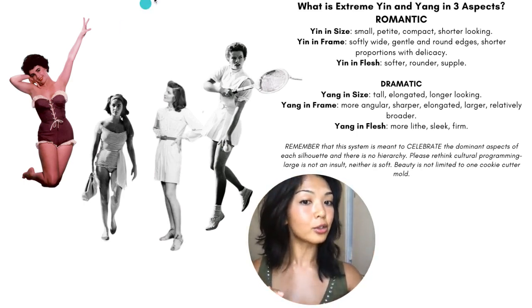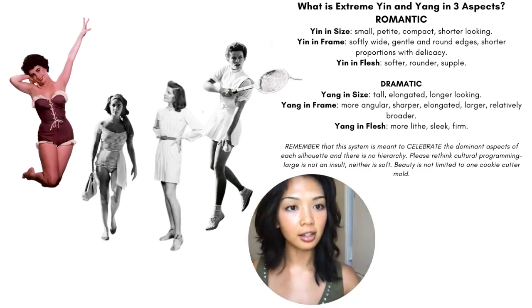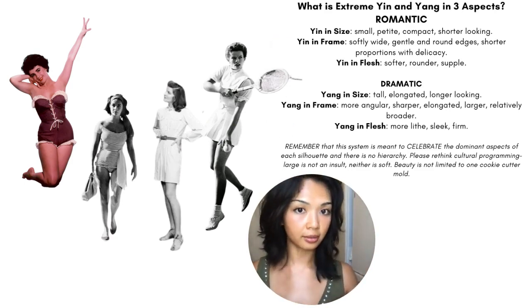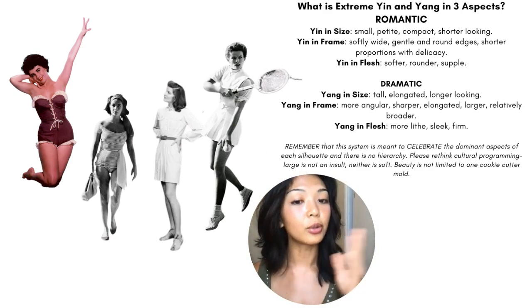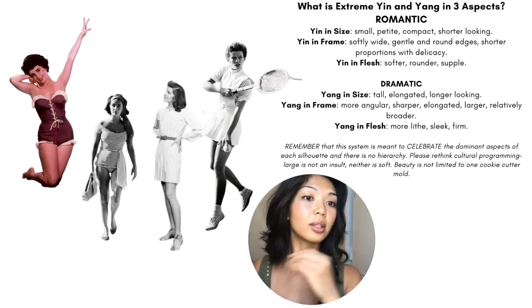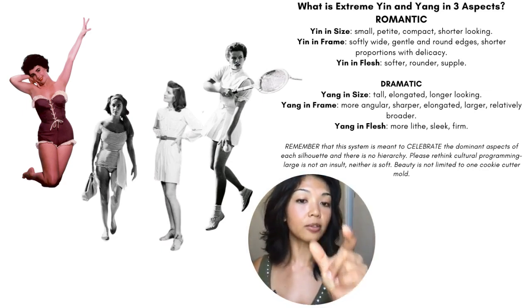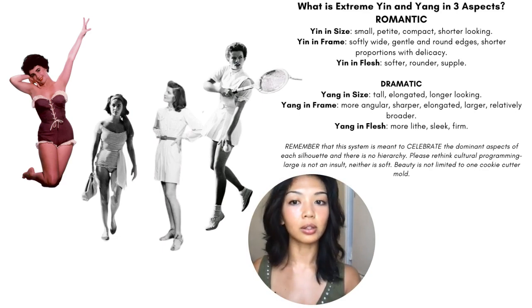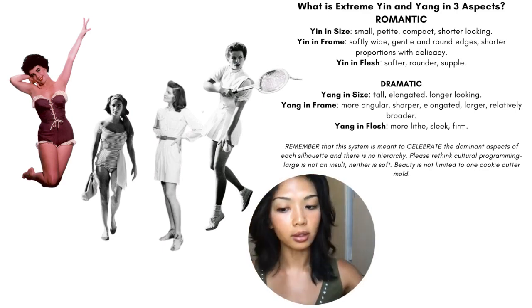Her flesh is softer, rounder, more supple, more yielding, curvy. And as for dramatics, yang in size, yang in frame, yang in flesh, we have Katharine Hepburn. She's yang in size. She's tall. She's elongated. She's longer and larger looking. She's yang in frame. She's more angular, sharper, larger, relatively broader in bone structure. And she's yang in flesh. She's more lithe, sleek, firm. She's got more of that rectangular quality to her limbs rather than that very round quality.